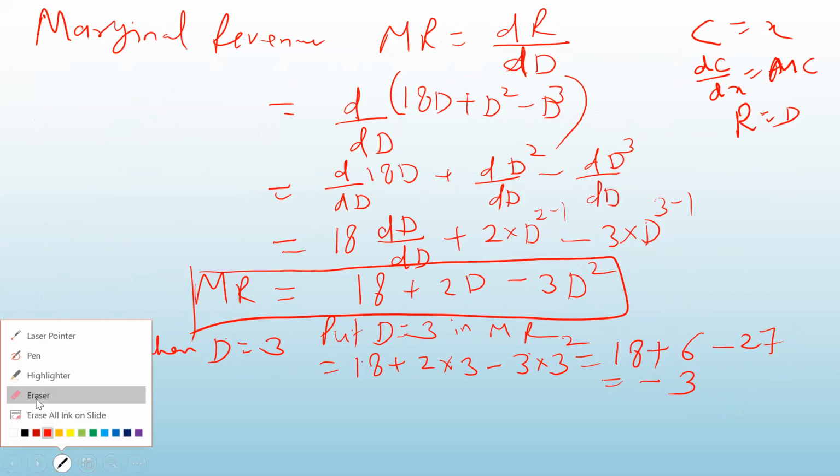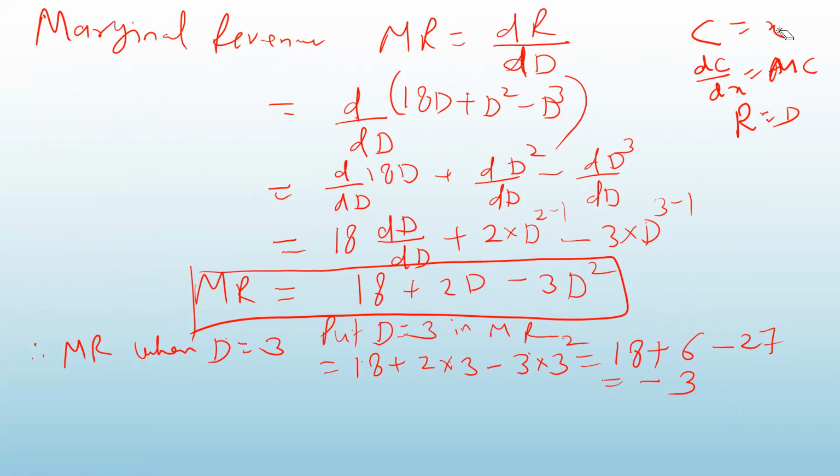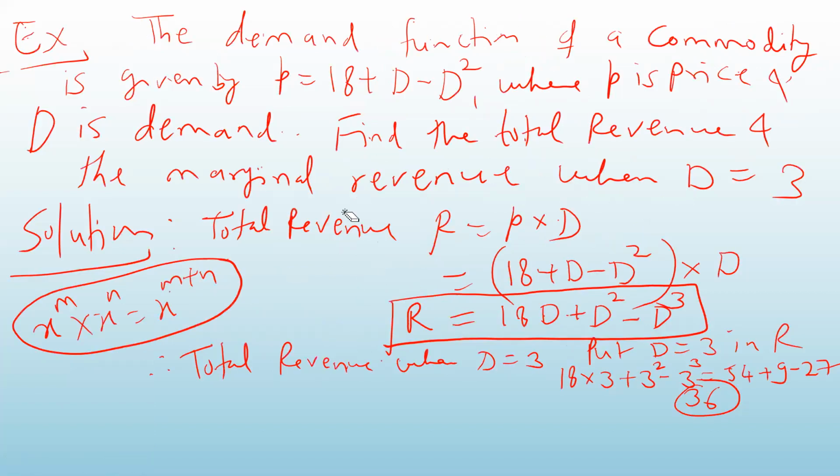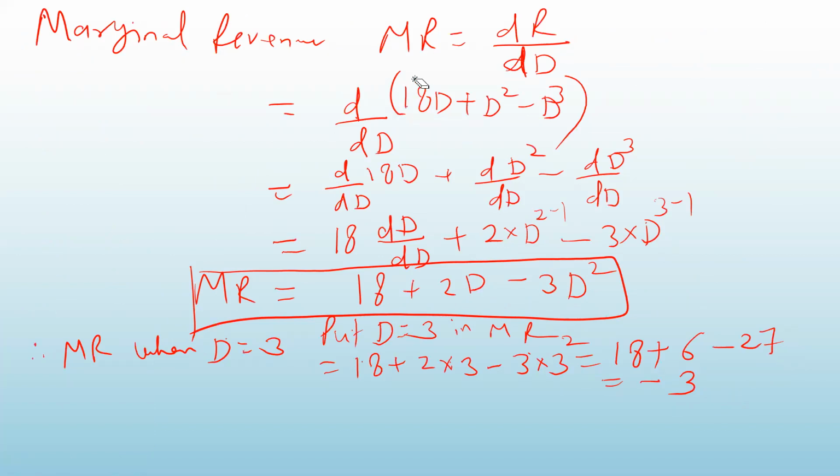When we find marginal cost, we take the derivative of C with respect to x because cost is written as a function of x. But revenue is written as a function of demand. See, D is the demand. Look at here, the last slide. Revenue is P into D. There is no x anywhere here, there is D. Revenue is written in terms of demand. Therefore, we will take marginal revenue as the derivative of revenue with respect to D.